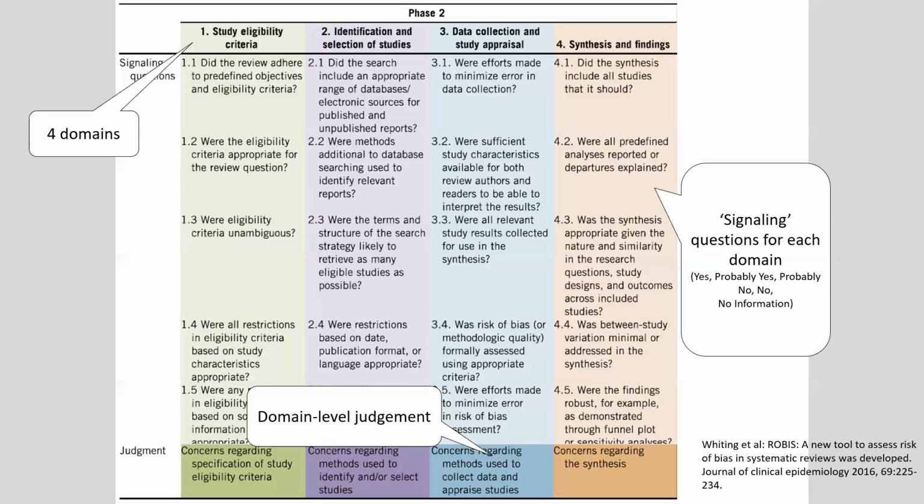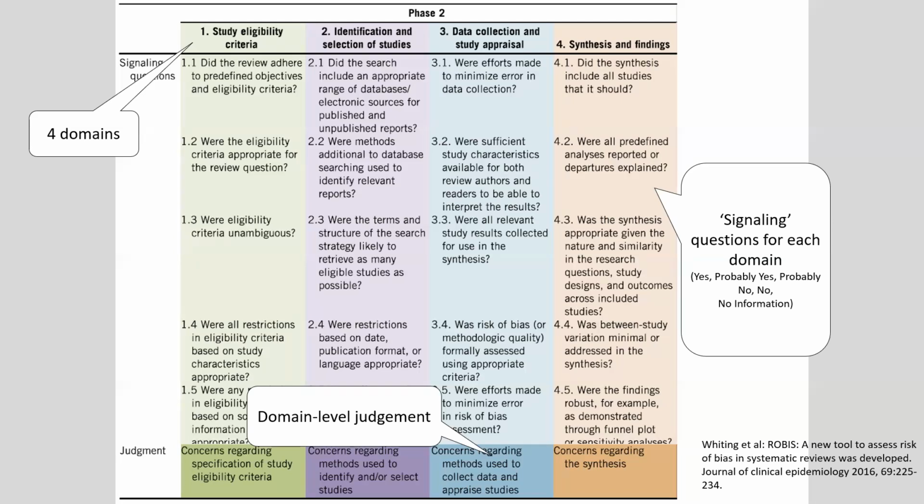There are four domains in this tool: study eligibility criteria, identification and selection of studies, data collection and study appraisal, and synthesis and findings. If you're using the ROBIS tool in conjunction with our RoB NMA tool, you would drop this synthesis section actually. Each domain contains signaling questions with answers being yes, probably yes, probably no, no, or no information. After answering the questions, you make an overall judgment, which indicates your concerns about the methods relating to each domain. For that, the responses can be low, high, or unclear concerns about the methods.